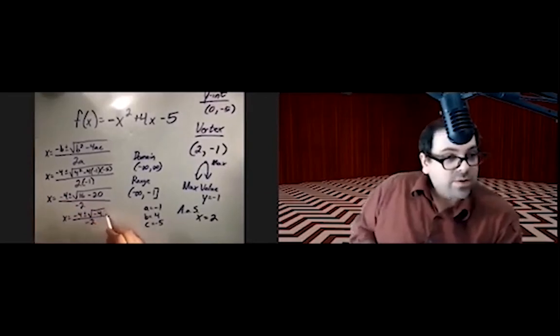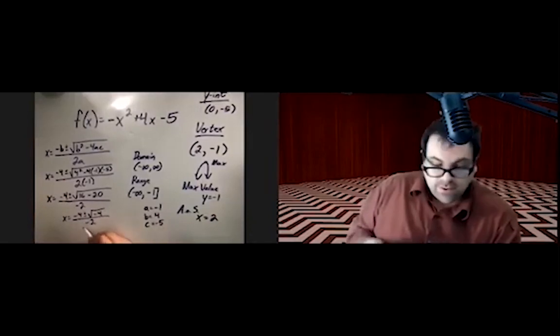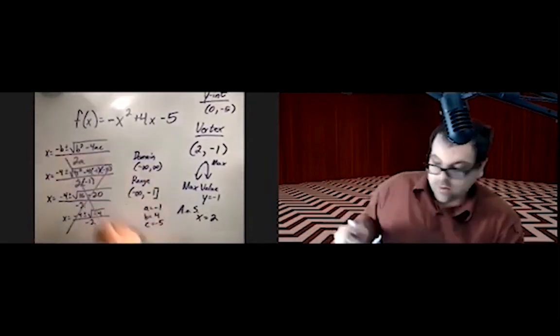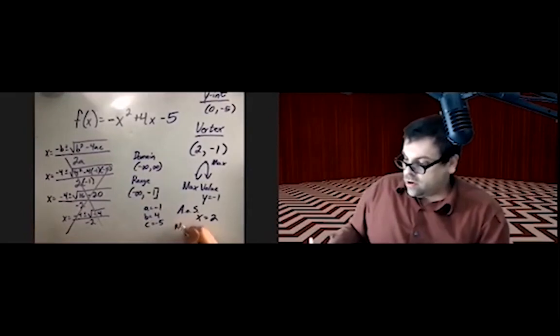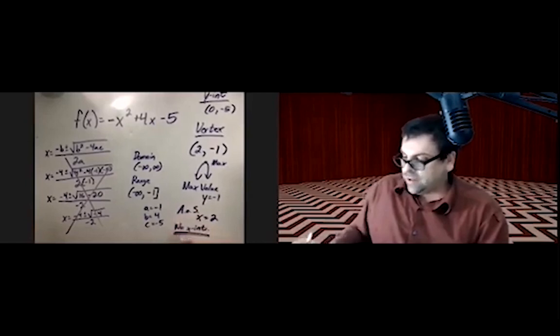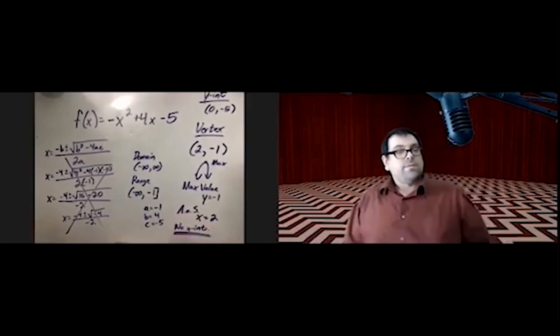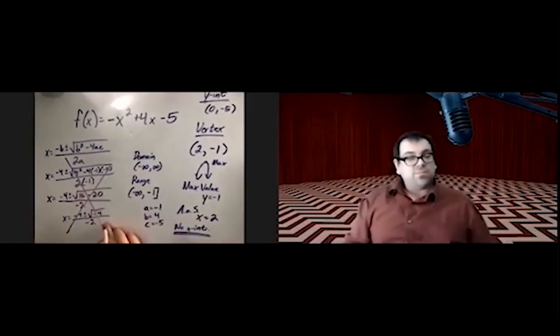Can we take the square root of a negative number? No. That means this isn't a real number. No x-intercept, because when we tried to find the x-intercept, we got not a real number.